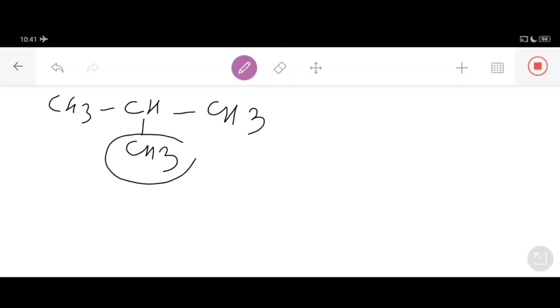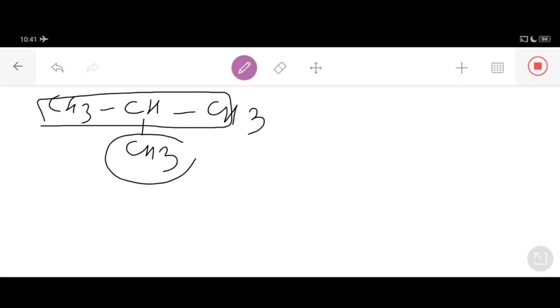This is a branched chain, my dear students. First thing, we have to identify how many carbon atoms are in the straight chain. For example, this is 1, 2, 3. This is the straight and longest chain. Let me identify this very chain.